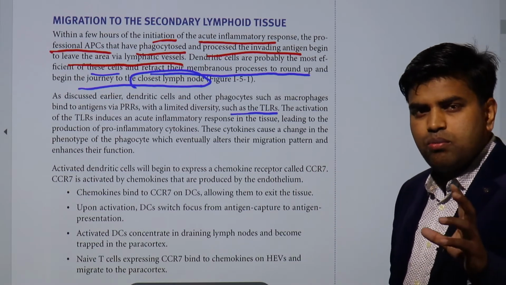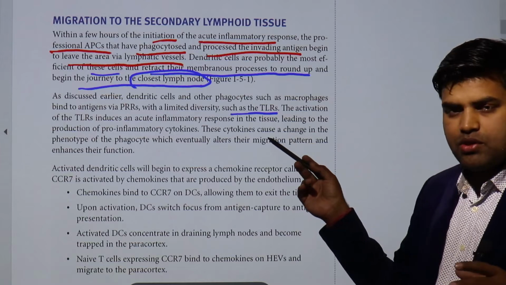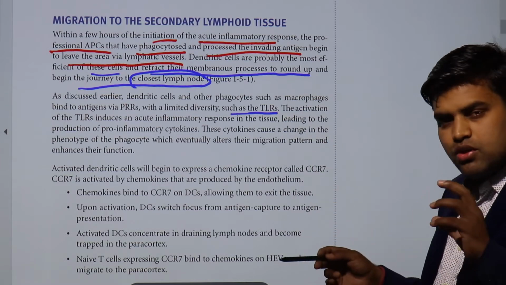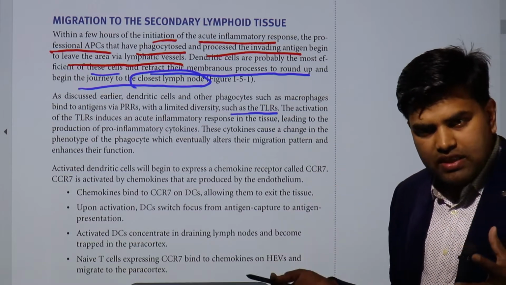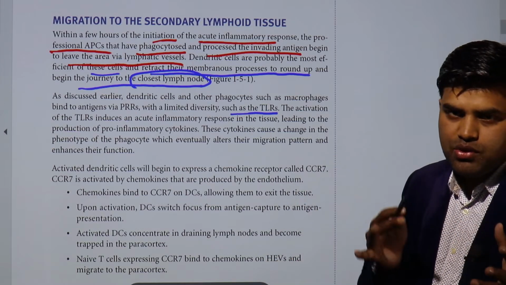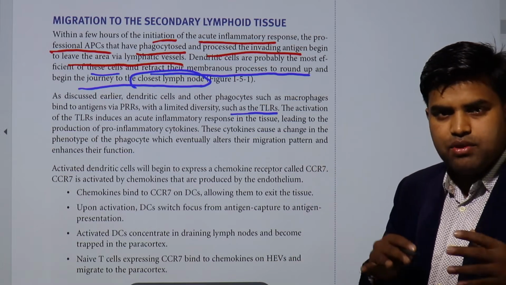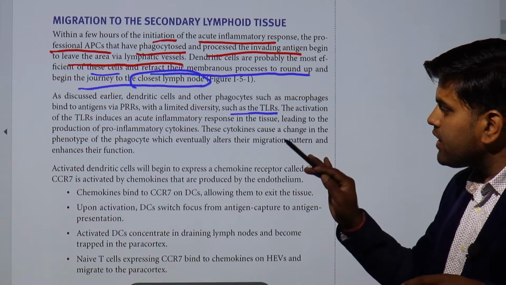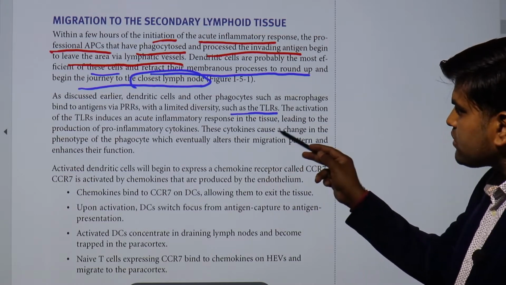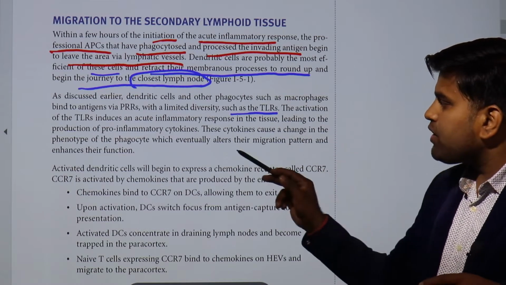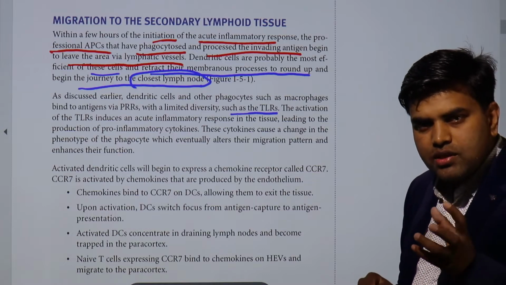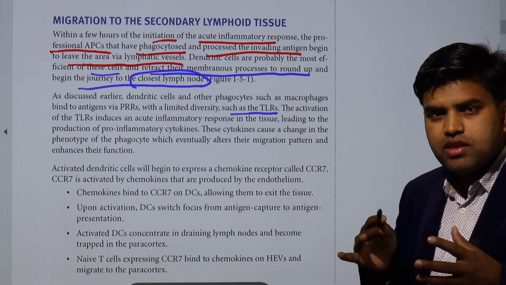We have discussed this in acute inflammation, where we learned that when the cell goes for phagocytosis, it releases cytokines. The cytokines come back to the blood vessel, where these pro-inflammatory cytokines cause a change in the phenotype of the phagocytic cell. So the phagocytic cells undergo modification.